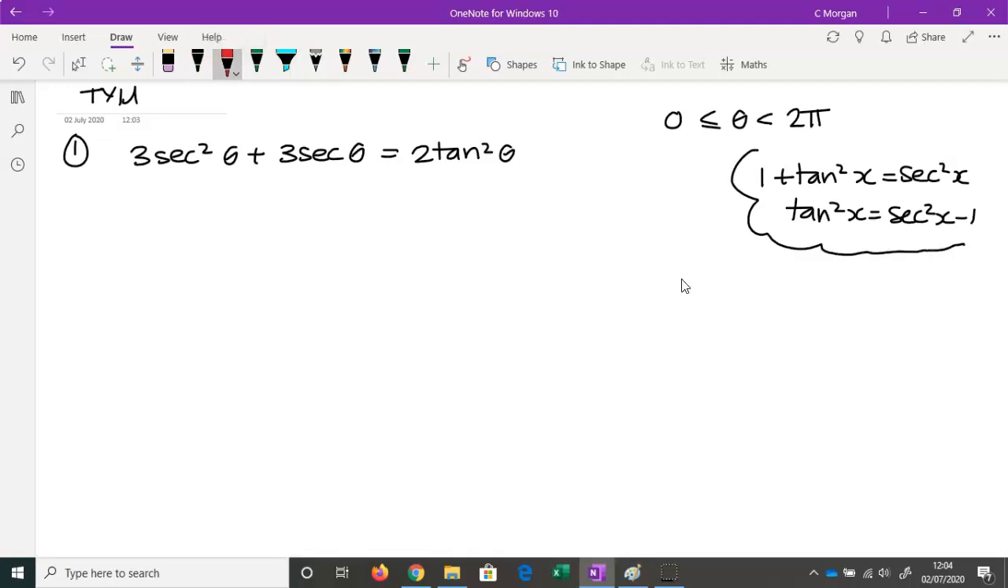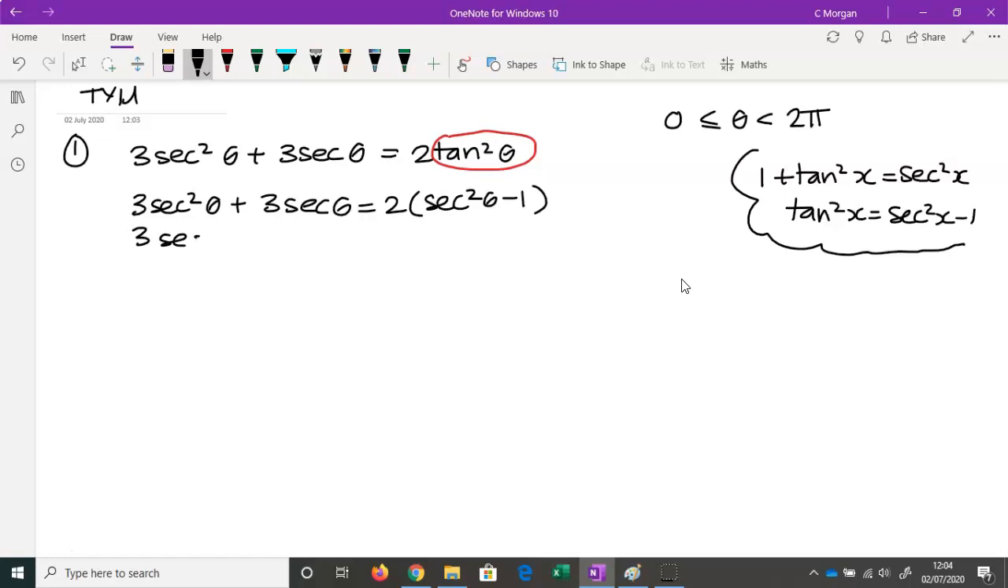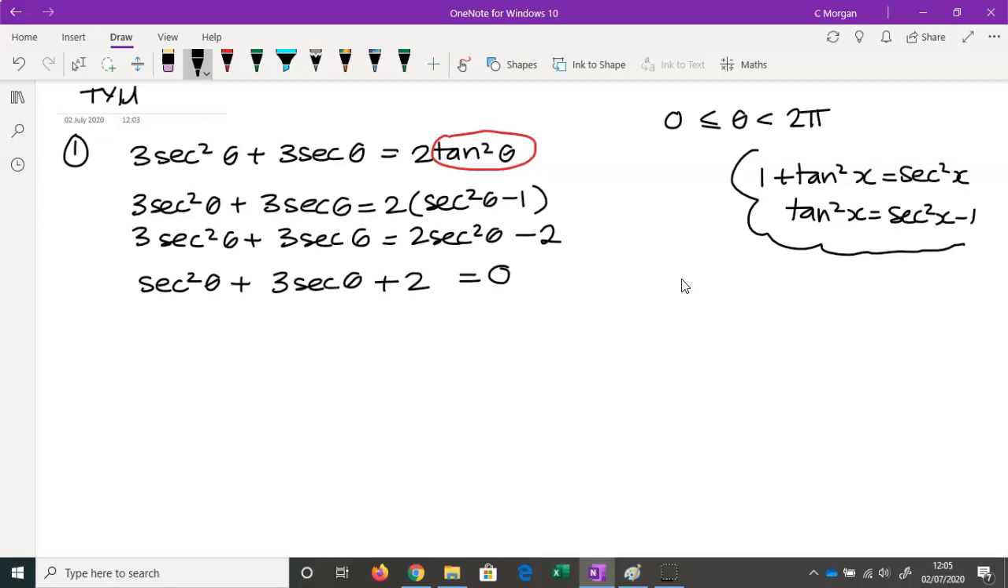Of course, because I can see a tan squared theta, which I'm going to want to make a substitution with. So I've got 3 sec squared theta add 3 sec theta is 2 lots of sec squared theta minus 1. So just multiplying out is 2 sec squared theta minus 2. And if I make that into a quadratic equaling 0, I should have sec squared theta, add 3 sec theta, add 2 is equal to 0. I think I should be able to factorise that pretty easily.